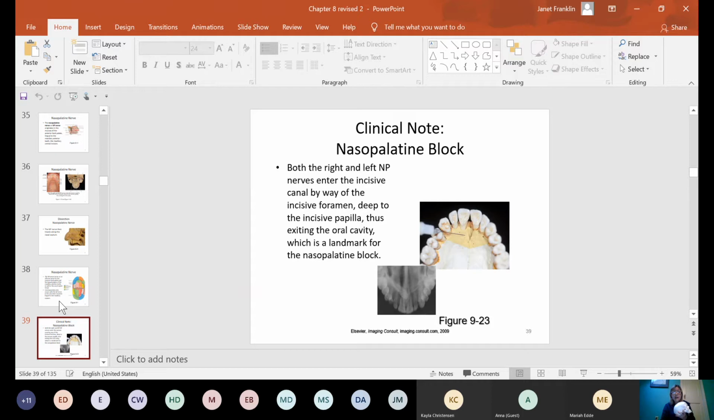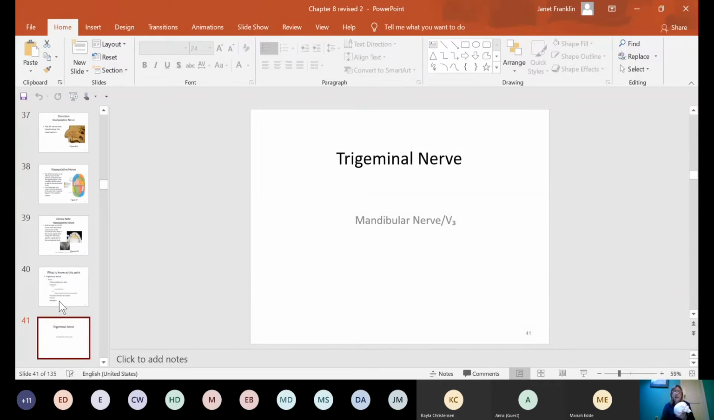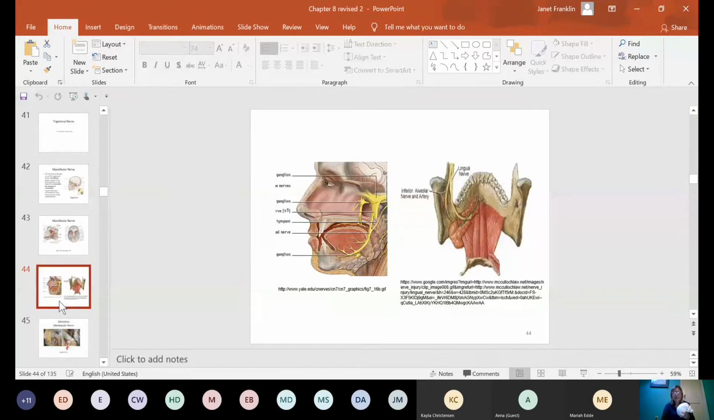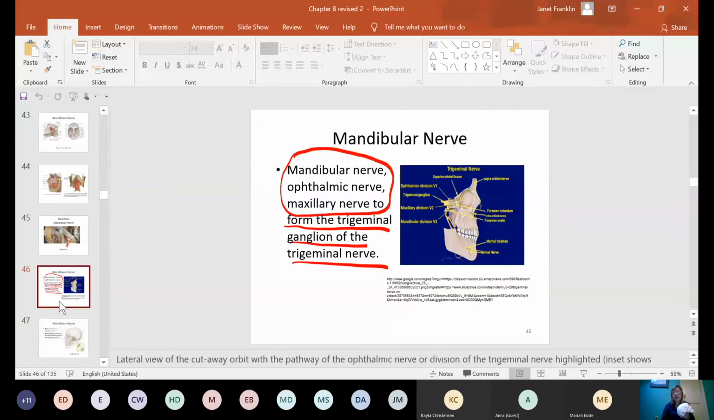So let's see, then we've got the mandibular division, V3. It has an efferent part, which makes things move, and it innervates all of the muscles of mastication. The sensory part innervates the mandibular teeth. These are just some pictures that came out of textbooks you can look at later.